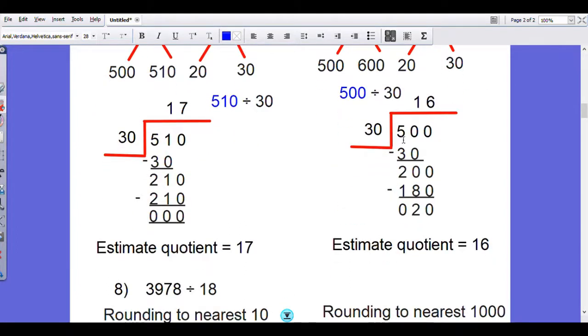So 30 times 1 is 30, 2 0 and 0 from here, 200. 30 times 6 is 180. Now 0 is not enough, so take one power from here, it will become 10. 10 minus 8, 2, 1 minus 1, 0. So the estimate quotient for this division nearest to 100 is 16. Understand, student? Now, next question.